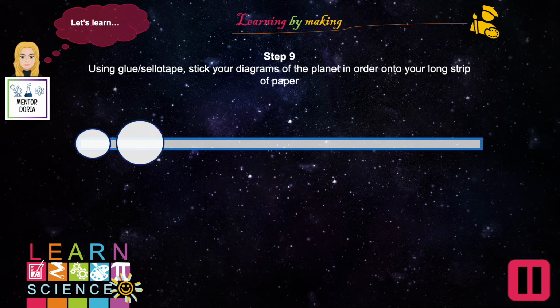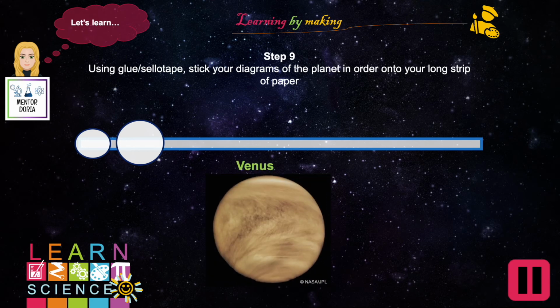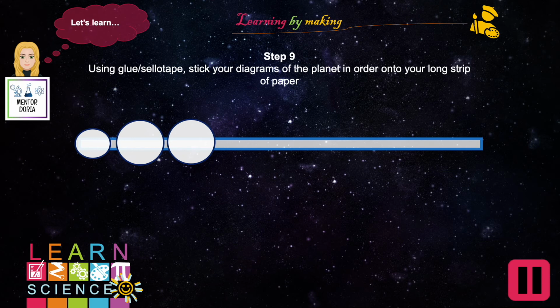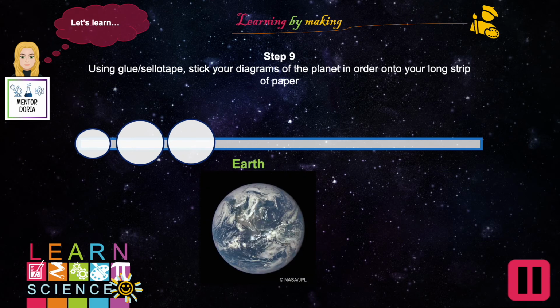What planet comes after Mercury? That's right, it's Venus. Using your glue or sellotape, stick your diagram of Venus onto your long strip of paper next to the planet Mercury. Do you remember what planet comes after Venus? That's right, it's Earth. Stick your diagram of Earth onto your long strip of paper next to the planet Venus.